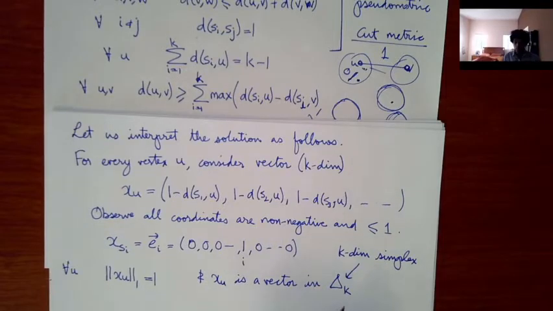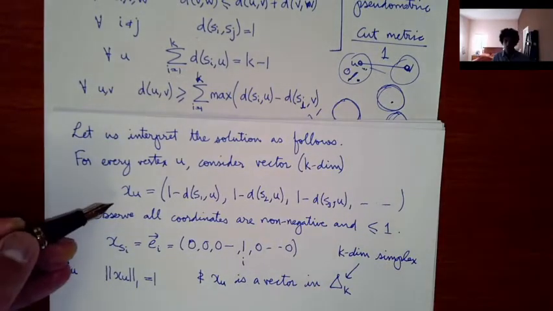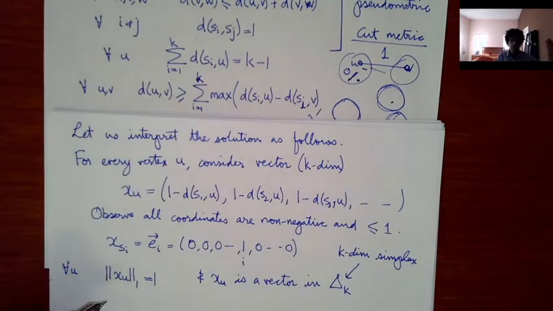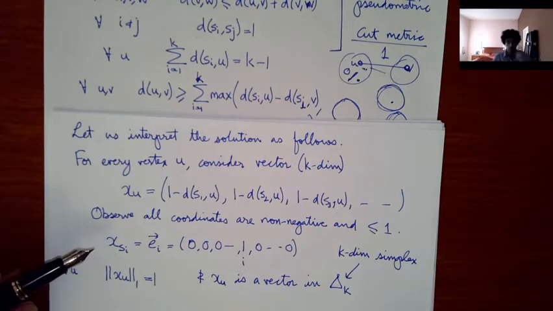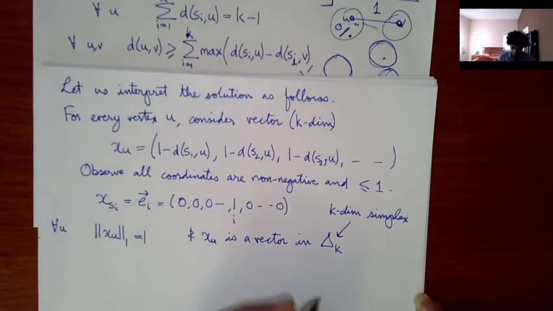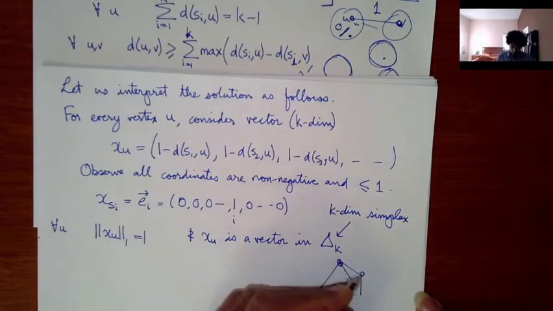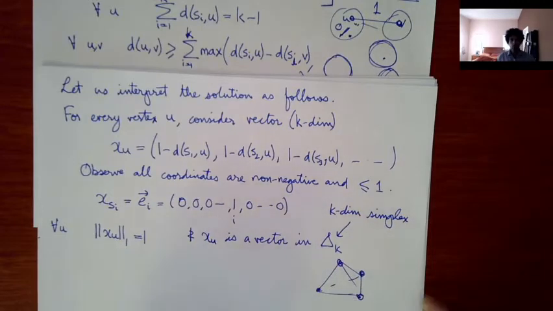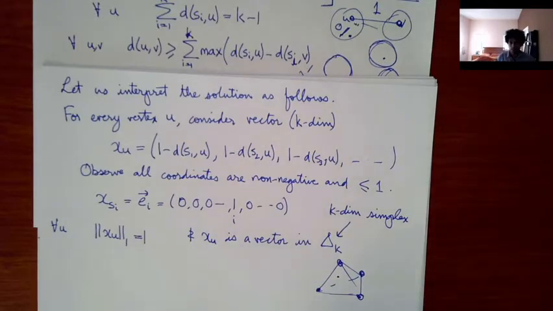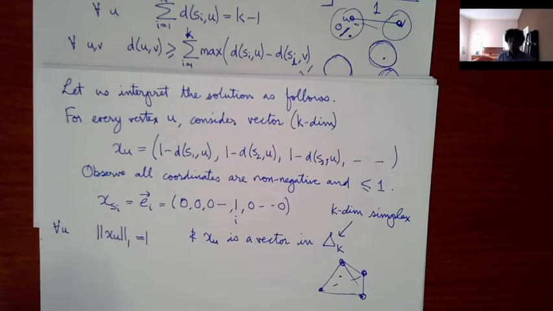So I can interpret the solution for each vertex u. I get a vector in the k-dimensional simplex, where for the terminals, they're all the unit vectors. And this is the convex hull of those unit vectors. So one way of thinking of the solution is if I just draw the k-dimensional simplex over here. This is the vector for each of the terminals, and for each u, I get some point inside the simplex. Okay?